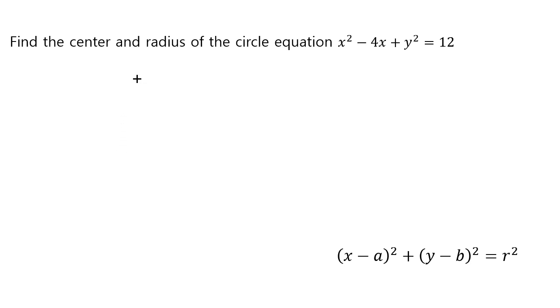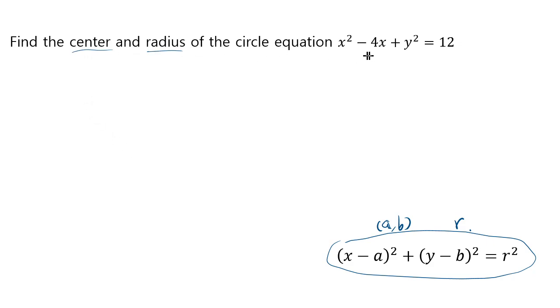Find the center and radius of the circle equation x squared minus 4x plus y squared equal to 12. Now, we learned that (x minus a) squared plus (y minus b) squared equal to r squared is the equation for the circle centered at (a, b) and radius r. And therefore, in order to find the center and the radius of this equation, we have to be able to change this equation into a form that looks like this. And that's where completing the square comes into play.